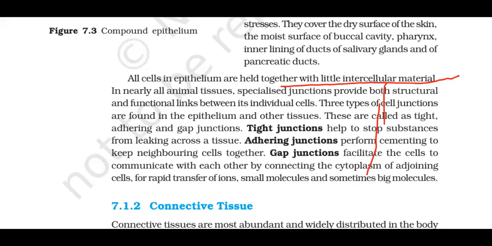So there are 3 types of cell junctions. Okay, what are they? They are tight junctions, adhering junctions, gap junctions. Tight junctions, adhering junctions, and gap junctions. So these junctions facilitate the cells to communicate with each other by connecting the cytoplasm of adjoining cells.